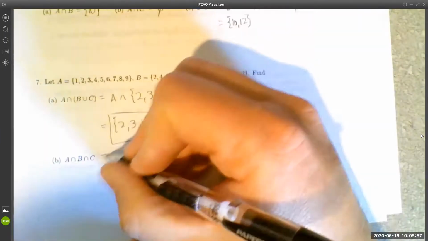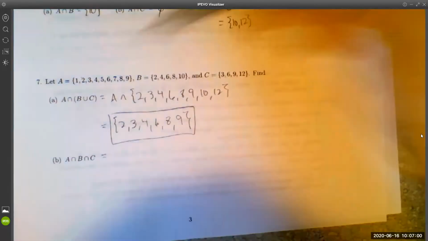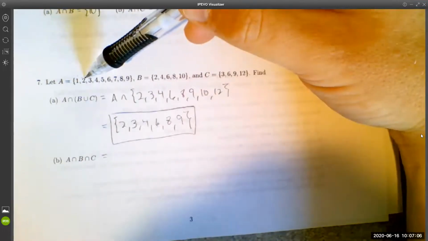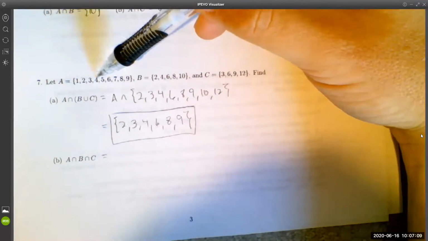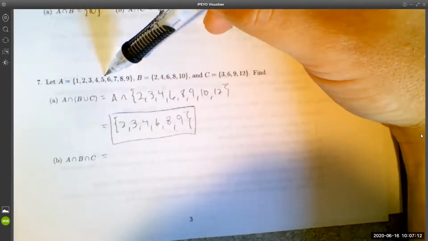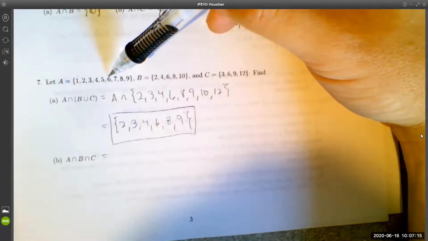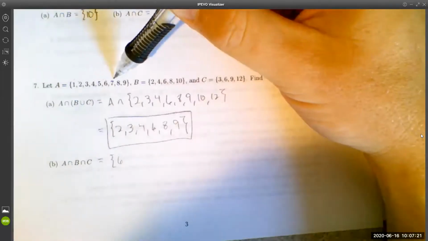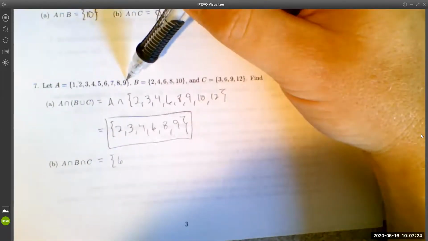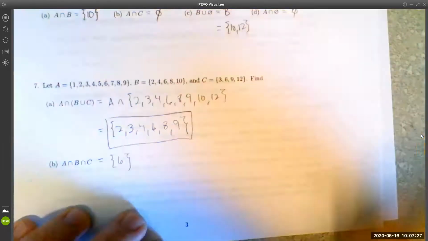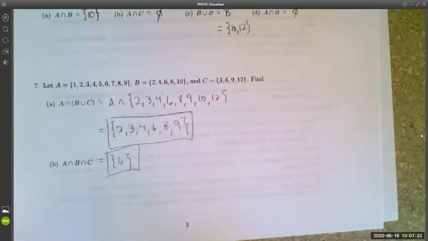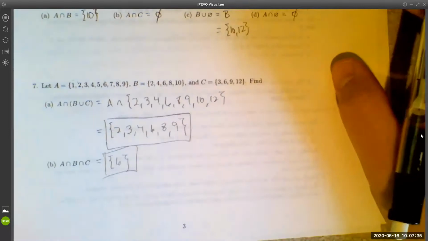And then for part B, let's see. We need the numbers that these 3 sets have in common. So not 1, not 2, not 3, not 4, not 5, 6. They all have 6 in common. Not 7, not 8, not 9. So I think 6 is the only one. Okay. So that's that. Okay. So that's how unions and intersections work. Hopefully that's making some sense to you.